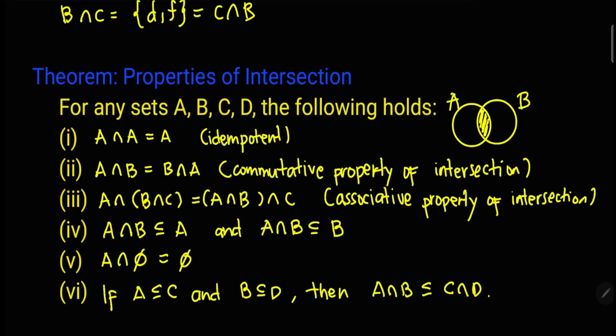A intersection empty set. So what are the elements common with A and empty set? Of course, since the empty set contains no element, the common element is nothing. So the intersection of any set with the empty set is empty.